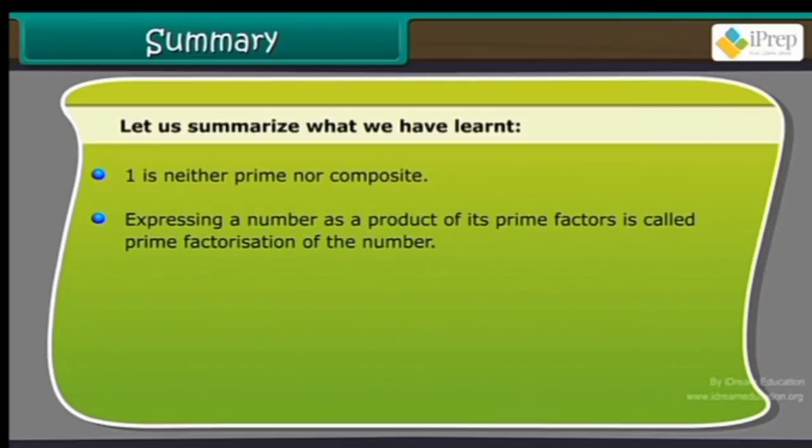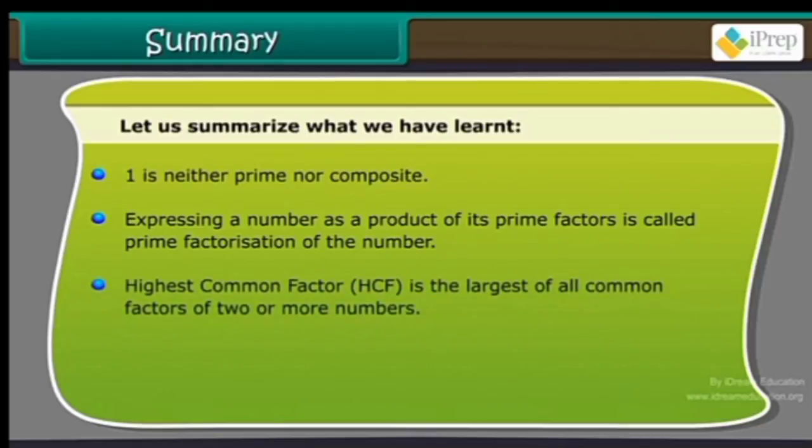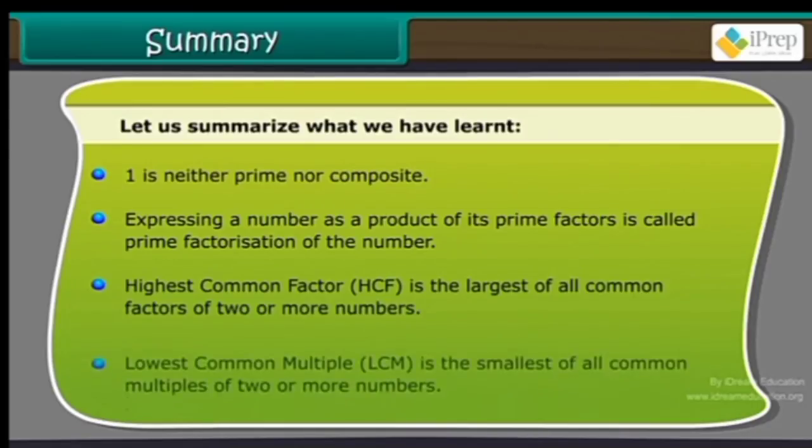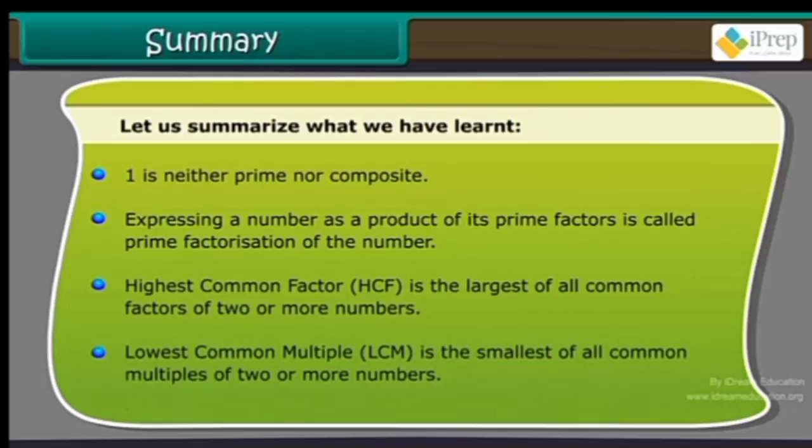Expressing a number as a product of its prime factors is called prime factorization of the number. Highest common factor or HCF is the largest of all common factors of 2 or more numbers. Lowest common multiple or LCM is the smallest of all common multiples of 2 or more numbers.